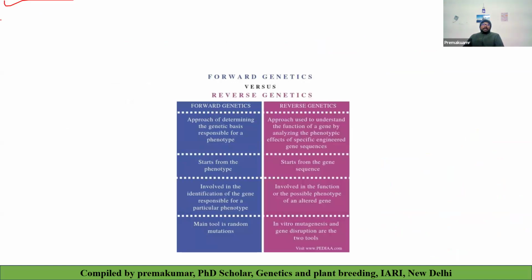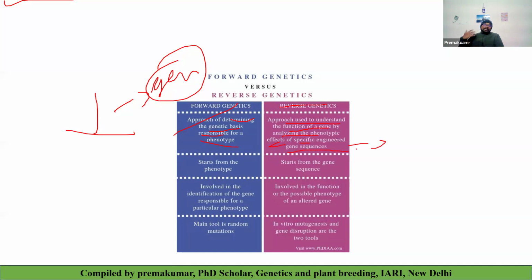What are the tools? Forward genetics is the approach of determining the genetic basis responsible for a phenotype. We have a phenotype, and we want to know which gene is responsible for it. But reverse genetics is the approach used to understand the function of a gene by analyzing the phenotypic effects of a specific engineered gene sequence. That means what I have discussed, mutation, either creating a loss of function or gain of function mutation.